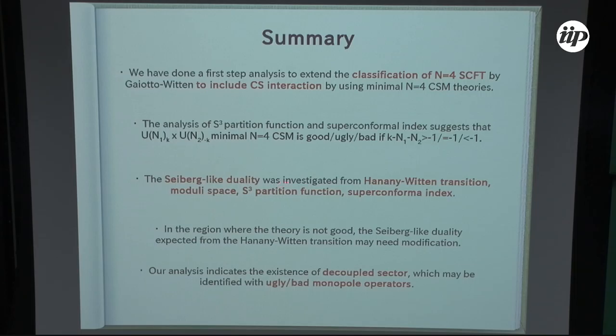And the Seiberg duality was investigated from Hanany-Witten transition, moduli space, three-sphere partition function, and the superconformal index. And in the region where the theory is not good, the Seiberg duality expected from the Hanany-Witten transition may need some modification. And our analysis indicates the existence of a decoupled sector, which may be identified with some ugly or bad monopole operators. Now, this is one story. We do not precisely compute the quantum moduli space, and we just assume that the classical moduli space is exact, like ABJM, but we suspect this story may hold for this mismatch of the duality.